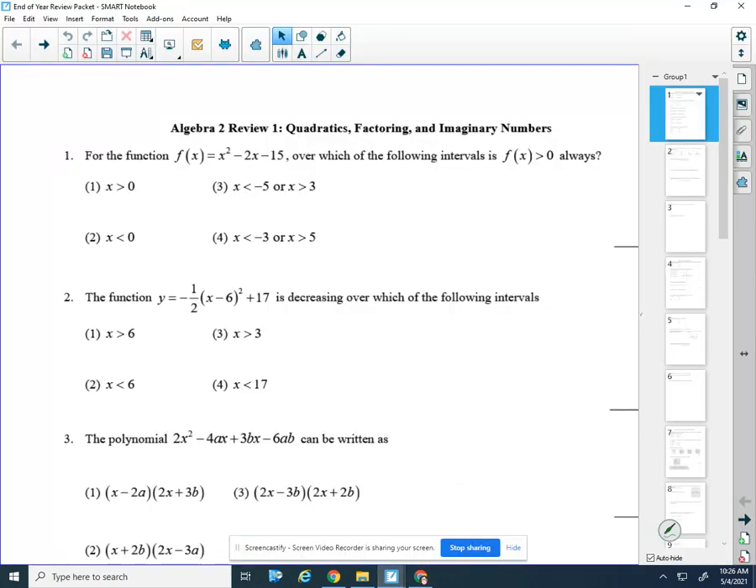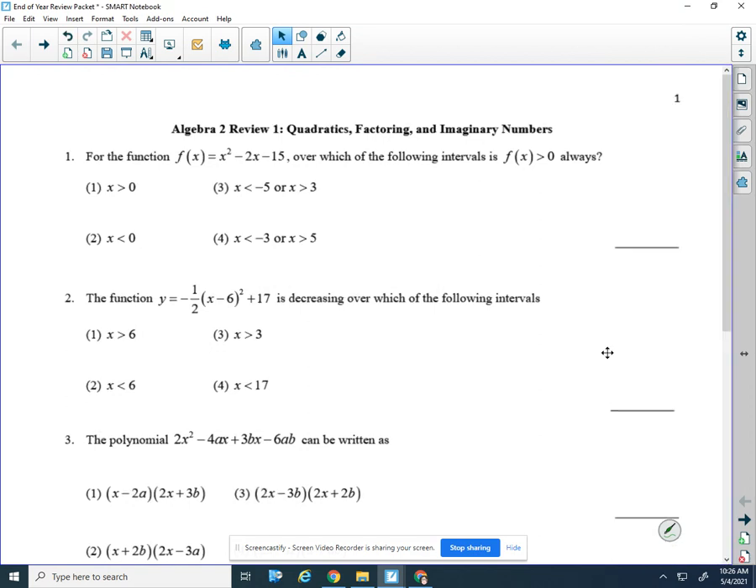So this is our first end of year review. Today we'll be working on factoring with quadratics and imaginary and complex numbers. For number one, it says for the function y equals x squared minus 2x minus 15, over which of the following intervals is f of x greater than 0?